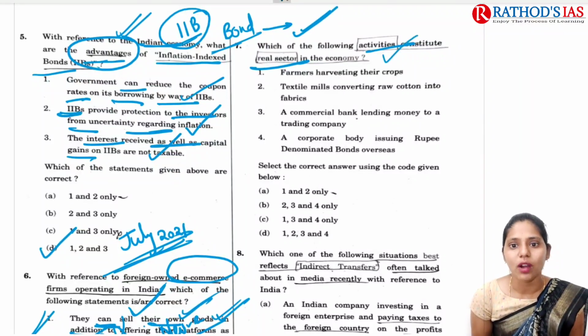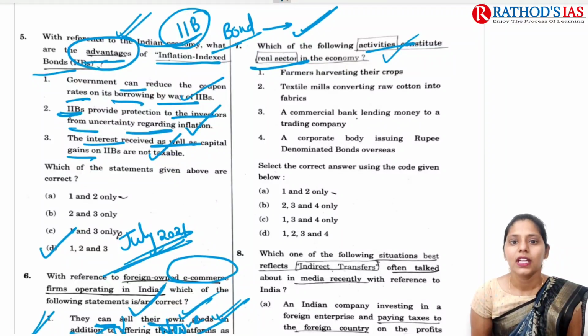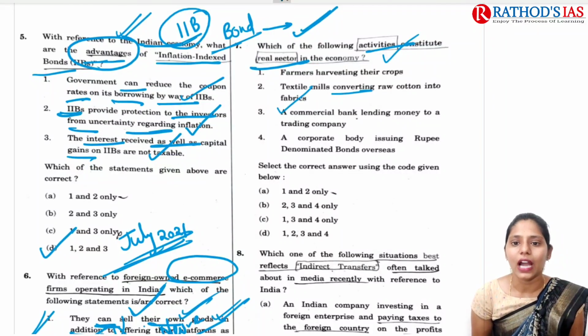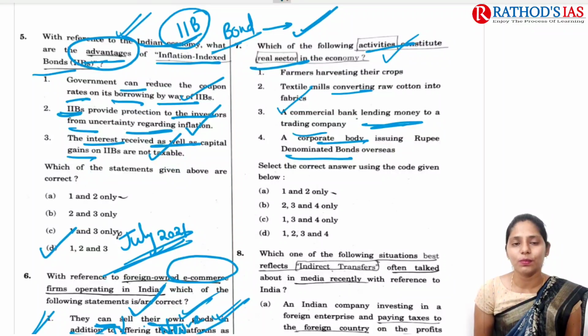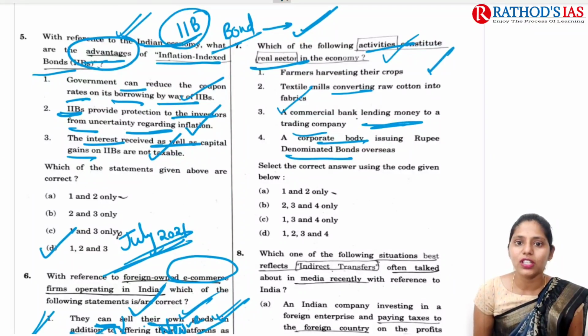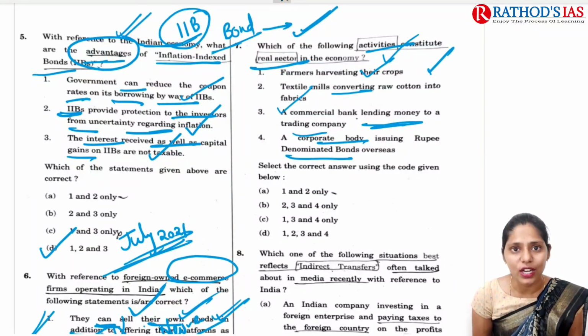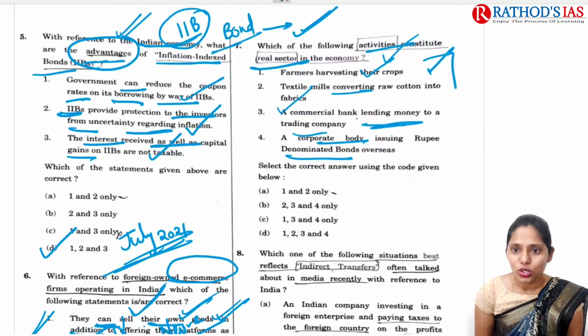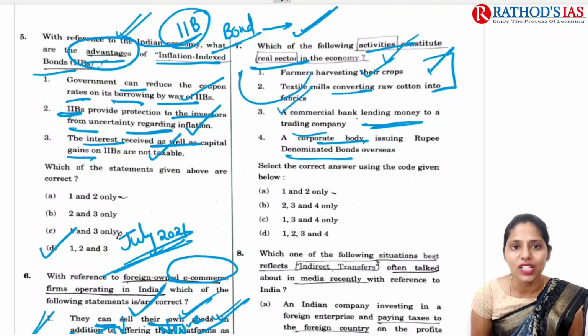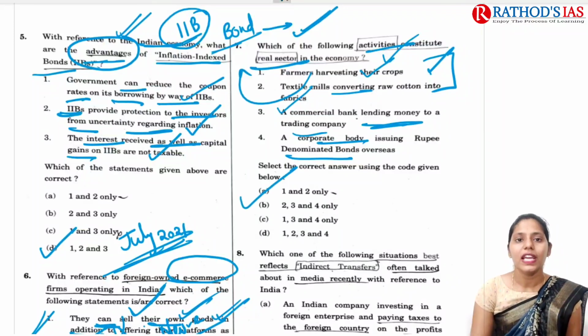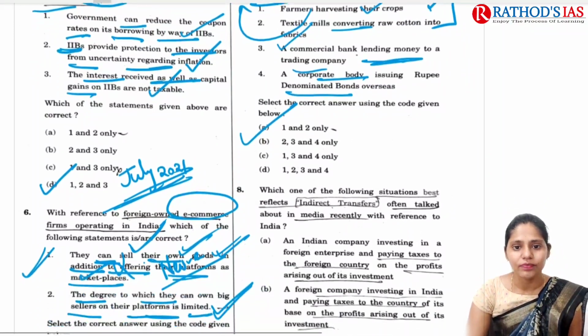So the first one is a farmer harvesting their crops. Next one is textile mills converting raw cotton into fabrics. A commercial bank lending money to a trading company. A corporate body issuing rupee denominated bonds overseas. Only the first two, so farmers harvesting their crops and textile mills converting raw cotton into fabrics, these two only come under this real sector. So the correct option will be A. The seventh answer is A.